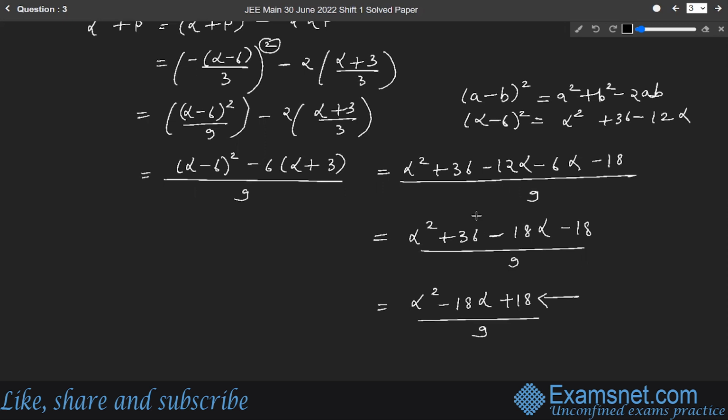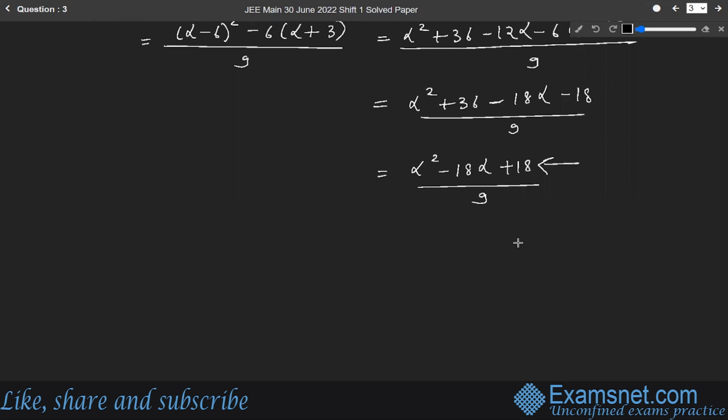To make it in the form of a perfect square, let us do one thing. Let us add 81 and let us subtract 81. So alpha square minus 18 alpha plus 18 minus 81 plus 81. See, if we are adding 81, then we also have to subtract it just to balance the equation, right? And divide it by 9.